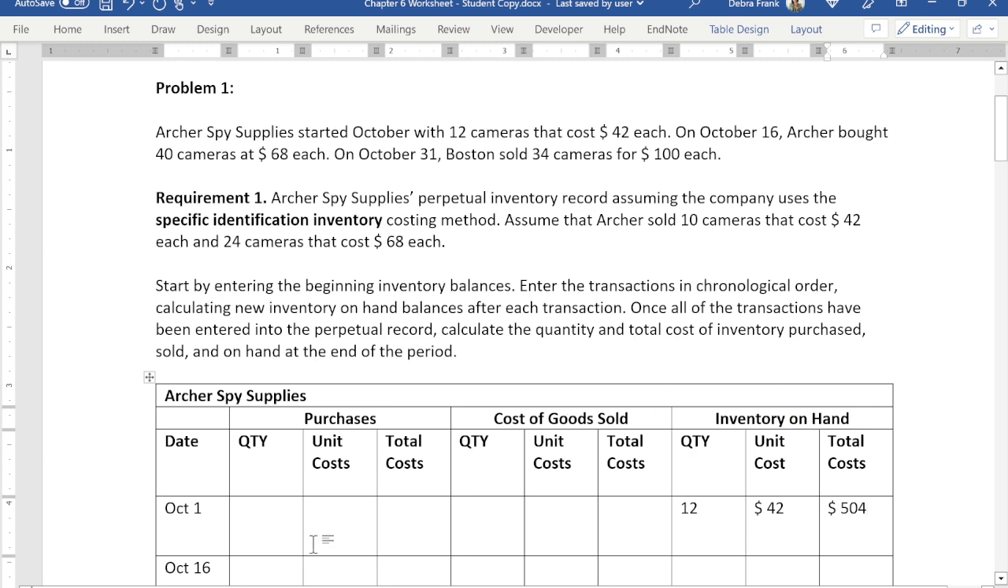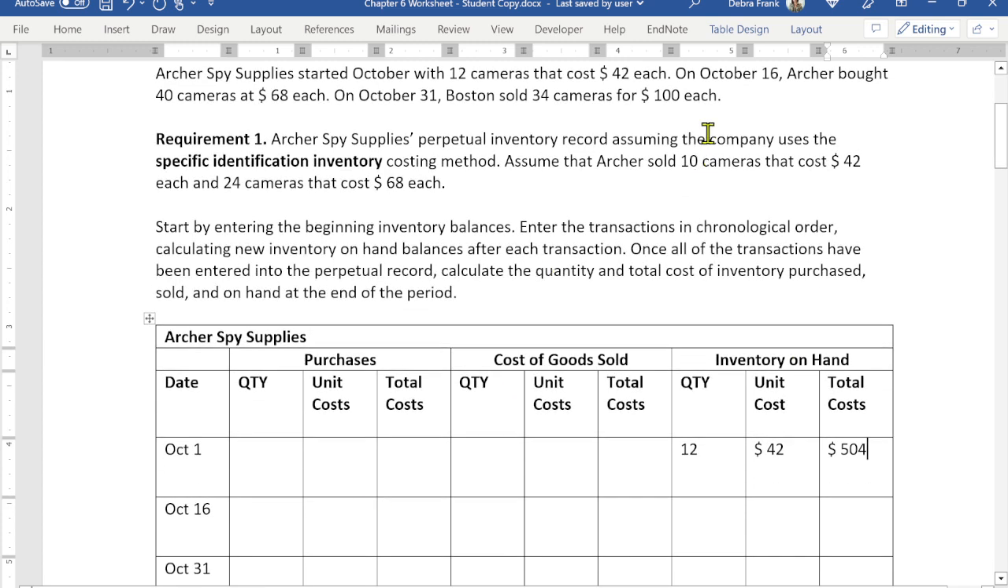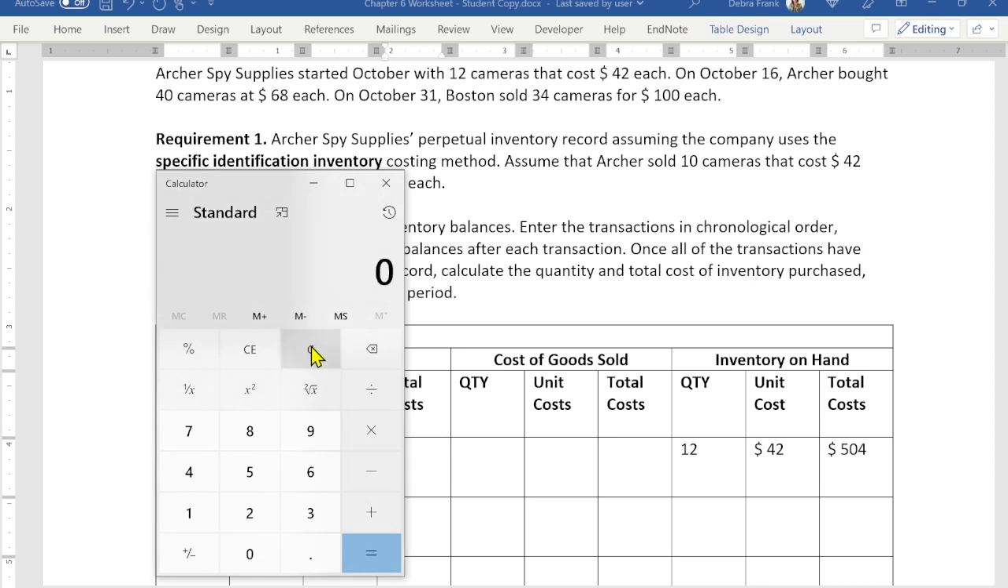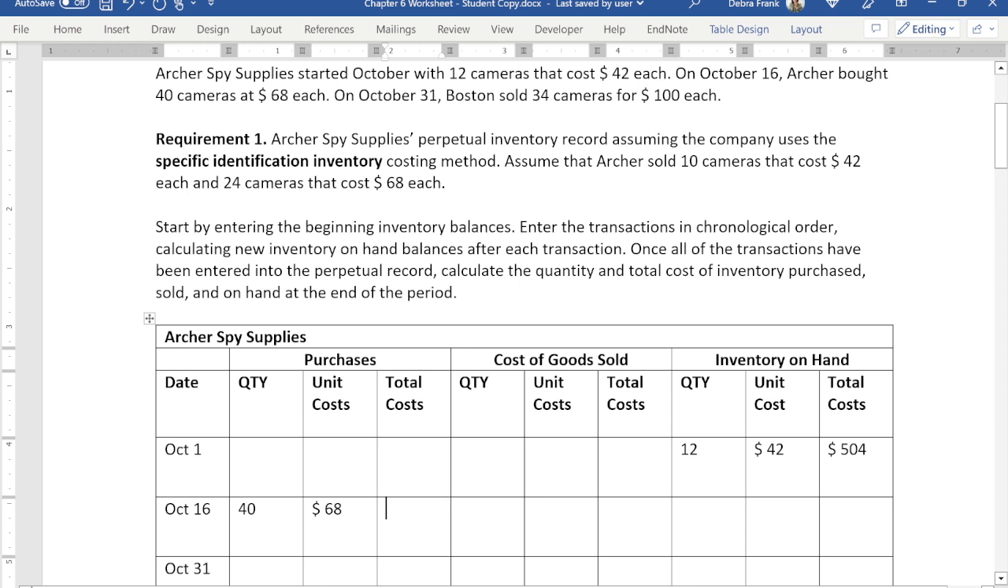All right, cool. So now on October 16th, they purchased 40 at $68. So here's our purchases column. 40 at 68. And if you don't know how to do the calculation, hopefully you can, but there you go. 2720. Let's shrink that down. All right, so that's that.